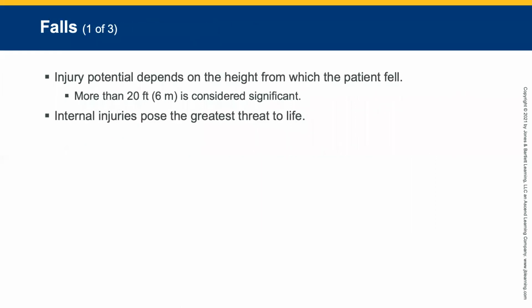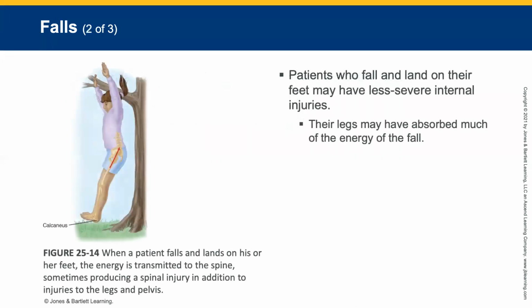All right, so falls. The injury potential of a fall is related to the height from which the patient fell. The greater the height of the fall, the greater the potential for injury. A fall from more than 20 feet is considered significant. Internal injuries pose the greatest life threat. Patients who fall and land on their feet may have less severe internal injuries because their legs may have absorbed much of the energy of the fall. However, they may have serious injuries to the lower extremities and pelvis, along with spinal injuries.